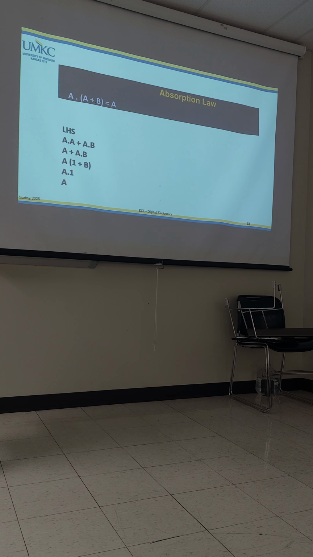This one is known as absorption law. That means you are actually reducing the expression. Here on the left hand side it is A plus A dot B. Then you take a common A: A into 1 plus B, and 1 plus B equals 1, so the result is A. Okay. So actually we are absorbing the expression. That's why it's known as absorption law.